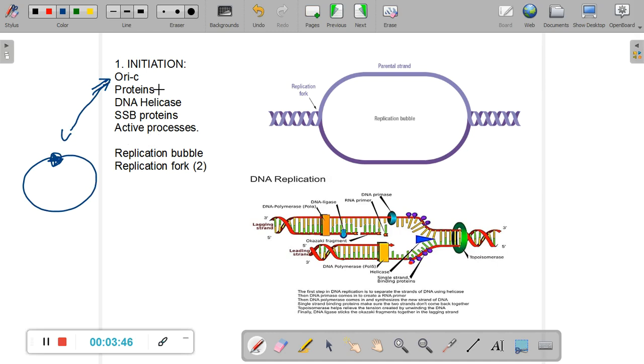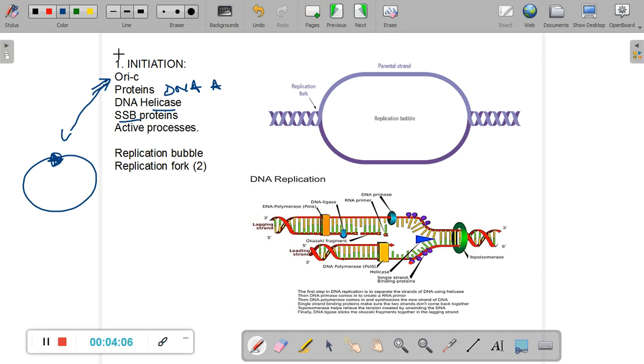Now what else is required for the process of initiation? There are certain proteins that are needed, particularly there's this protein called DNA A which is required. Then we have a certain enzyme, which is, enzymes are basically proteins, okay, functional proteins or catalytic proteins. So an enzyme called DNA helicase is needed. Then we require certain other types of protein which are called SSB proteins, or single strand binding proteins.